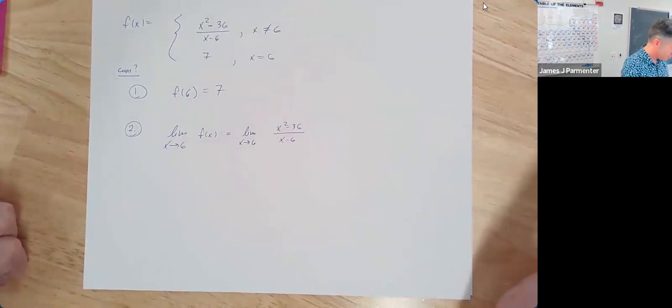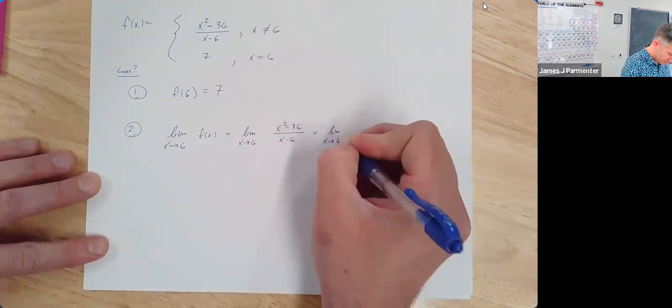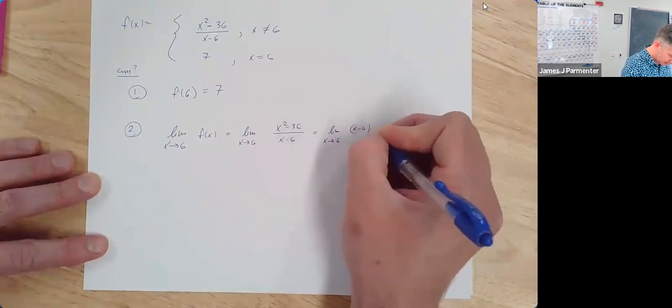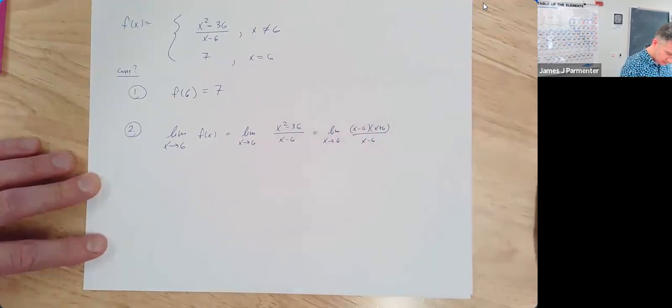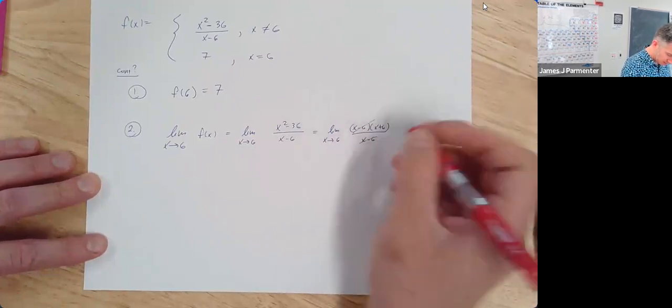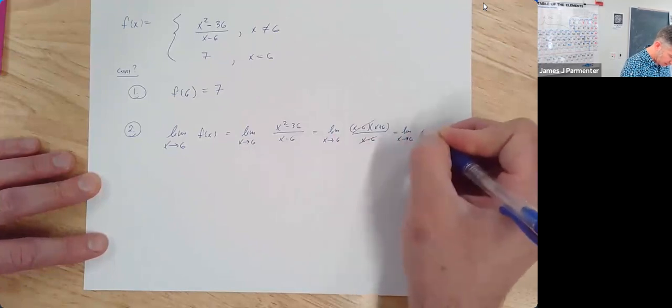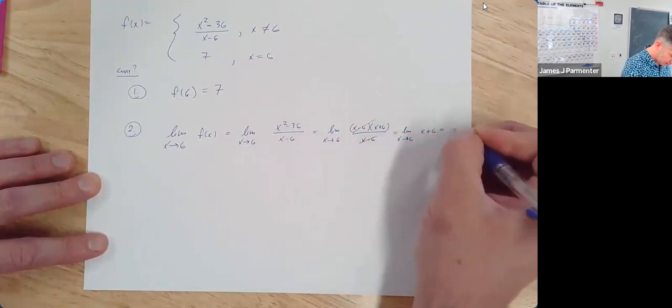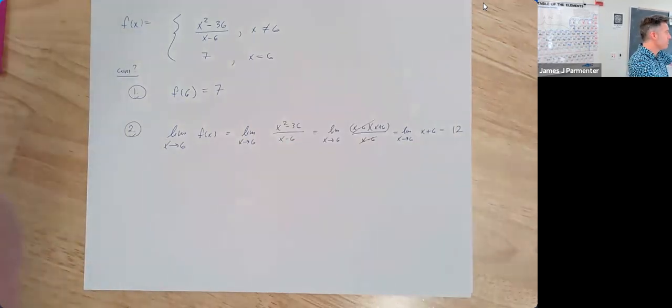Now, interestingly, this factors. And you get x minus 6 times x plus 6 over x minus 6. The x minus 6's get to cancel. And then you have the limit as x approaches 6 of x plus 6, which is 6 plus 6. So the limit exists, but it's not the same.